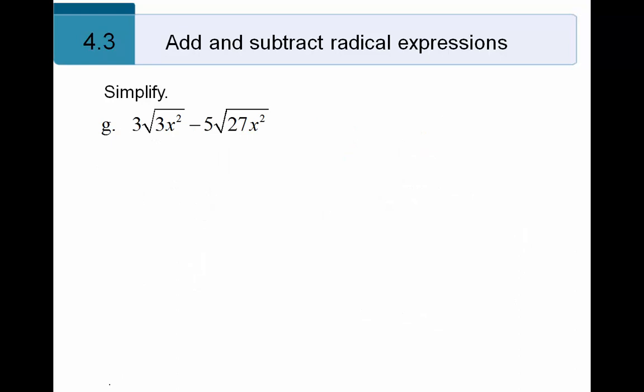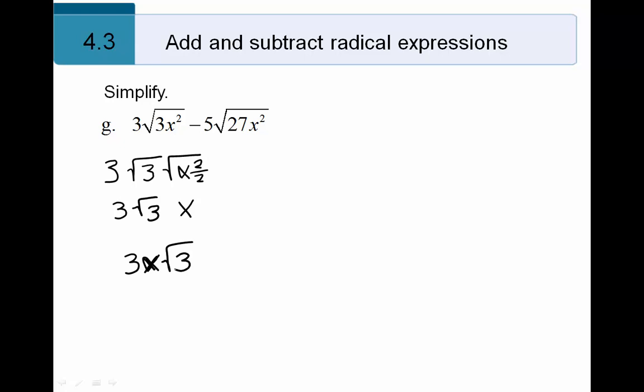3 square roots of 3x squared minus 5 square roots of 27x squared. Alright, so let's just look at this left-hand side first. I'm dropping down the 3 that's on the outside. Now, radical 3, you're not going to be able to do anything with that. And I'm going to take the square root of x squared. The square root of x squared is x. So I'm just going to write that as 3x square roots of 3. All you had to do was take the square root of x squared.